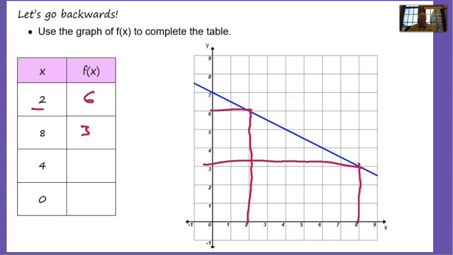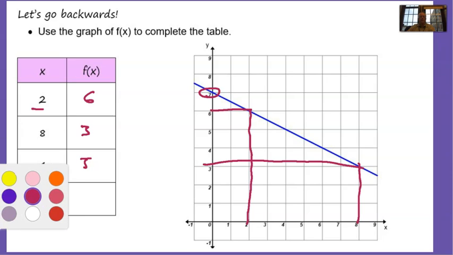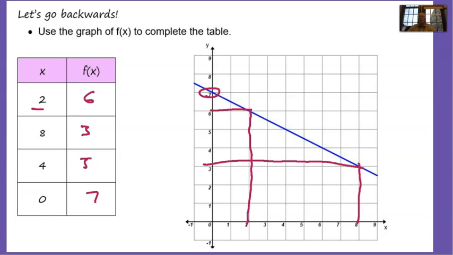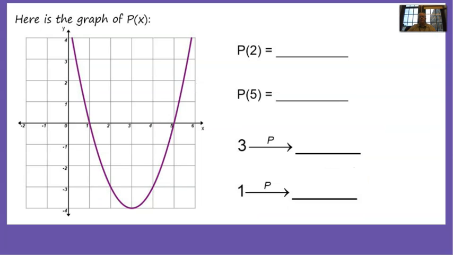At 4, looks like the output is 5. At 0, that's the y-axis. If you go up to the graph, it crosses the y-axis at 7. All right, so once you get the hang of it, find the input on the x-axis, go up or down to the graph, and read off the y value. Those are no problem. So this is a graph of function p, and we want to know p of 2.